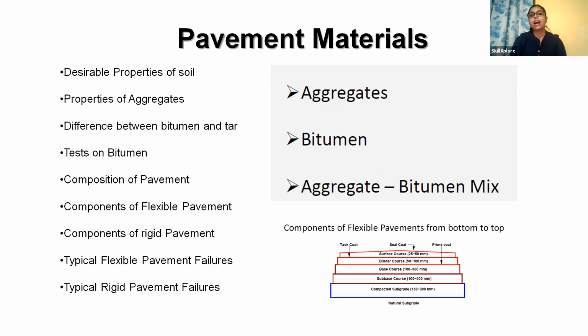And desirable properties: aggregates can be of two types, fine aggregates and coarse aggregates. This is according to the size. In other ways also, we can split the types of aggregates, maybe like naturally occurring aggregates and artificially occurring aggregates. All these ways we can split the types of aggregates. But here, we'll split it as fine aggregates and coarse aggregates for our pavement construction purpose.